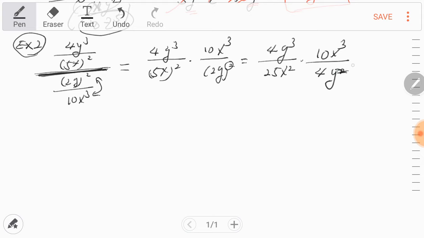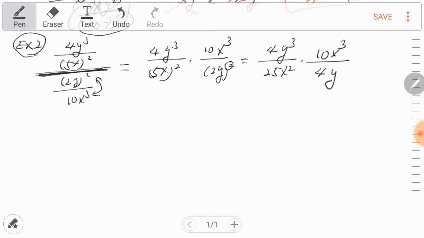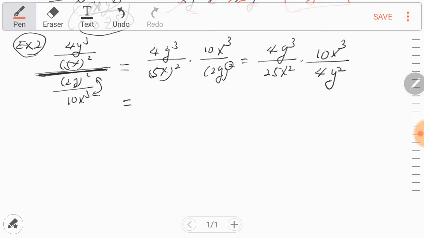And then simplify. Okay, this is 2. So this is equal to, use a different color. Okay, so 4 cancel out.